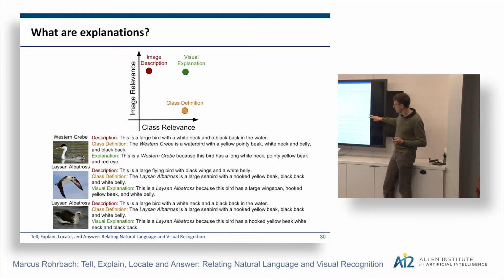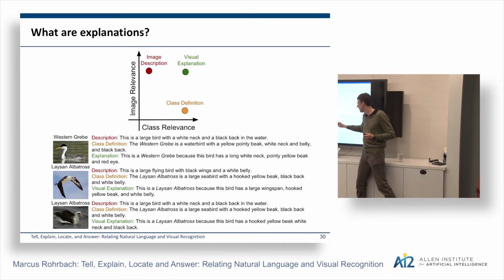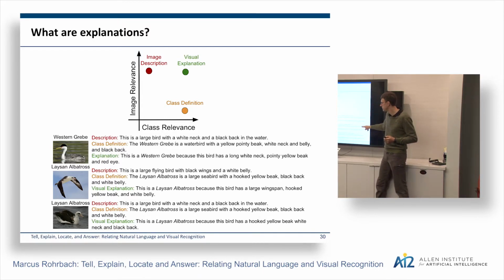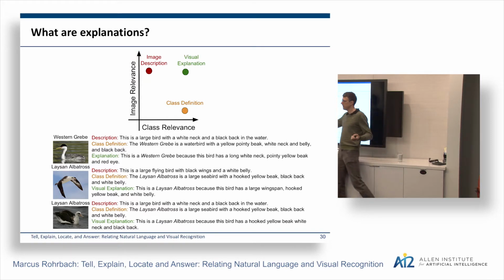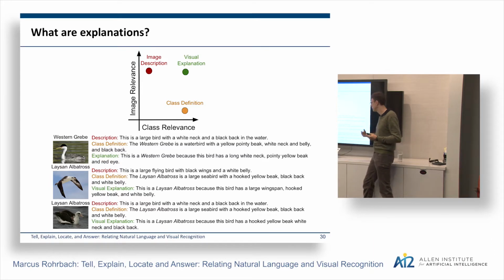So especially for those birds, a class definition and explanation can be quite similar. But for example, here, if we have two Laysan albatrosses, the definition will always be the same, but the explanation will focus on things which are visual. For example, here it will say it has a large wingspan, because you really can see this bird has a wide wingspan.